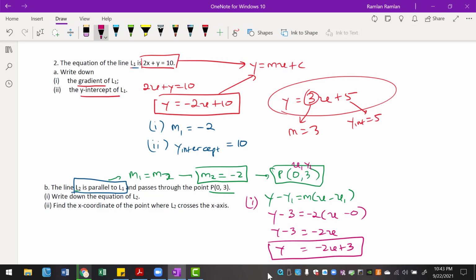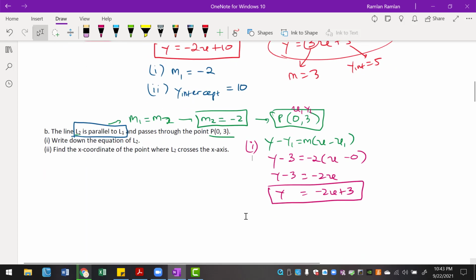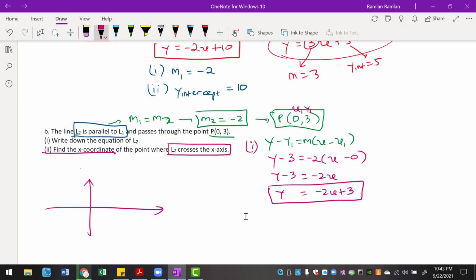Okay, next, it says to find the x coordinates of the point where L2 crosses the x-axis. So you need to understand what this condition means. If I have a Cartesian plane, with a y-axis and an x-axis, then the line equation is this one here, L2, right?